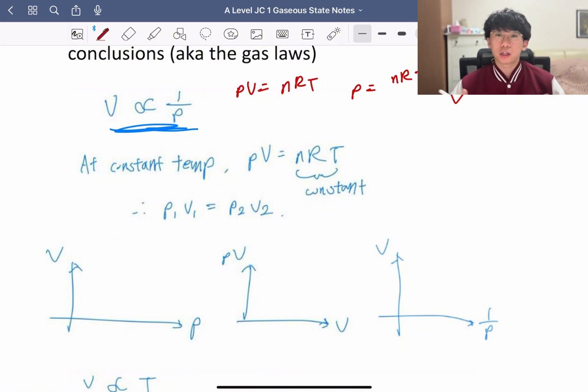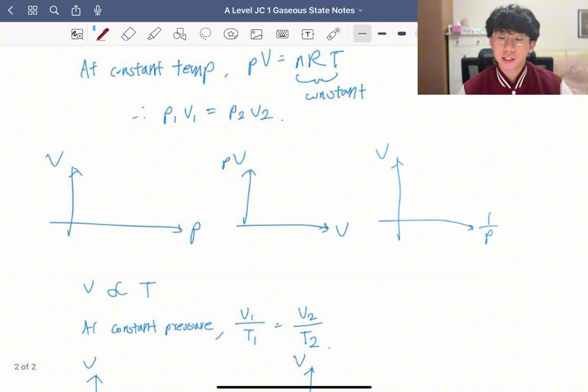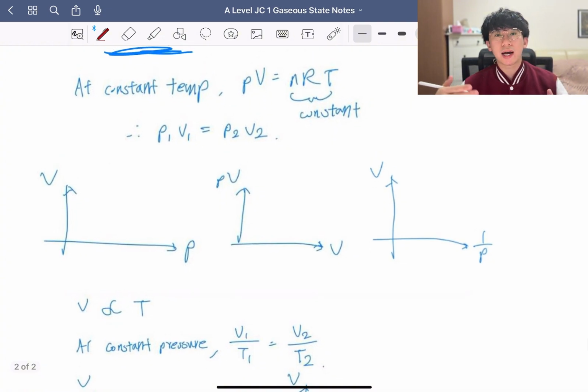So because of that, there's already an inverse relationship, right? And at constant temperature, nRT would be a constant, right? That means the pressure and volume are proportional to each other, and if I ever change my pressure, or if I ever change my volume, it would affect the other one directly. So P1V1 would equal P2V2, of course, given that temperature is a constant.